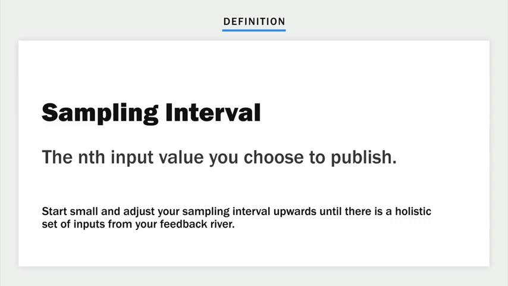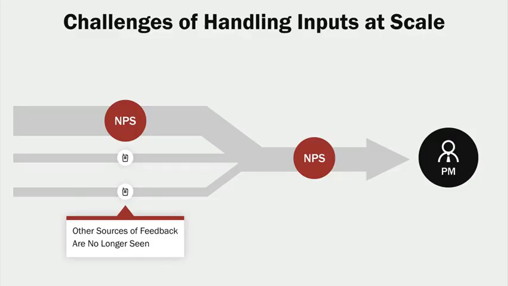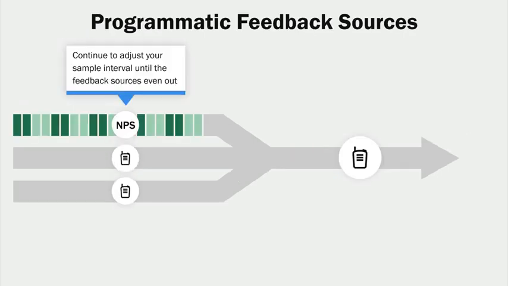To find what sampling interval to use, start small and adjust it upwards until you feel like you're getting a holistic set of inputs again from your feedback river. For example, let's say that you're getting so many NPS survey responses that you rarely see inputs from the other feedback sources anymore. If you publish every second NPS survey and it still feels like you're not getting a holistic picture, adjust it to every third NPS survey instead. If still too little, continue adjusting upwards until you feel like you're getting to regularly see other feedback sources again.